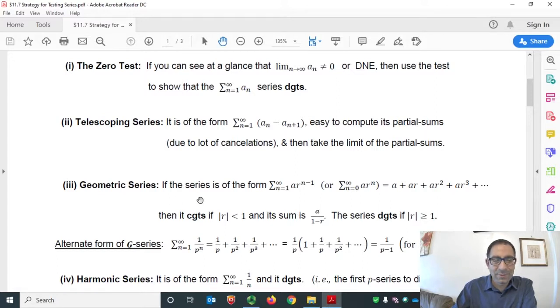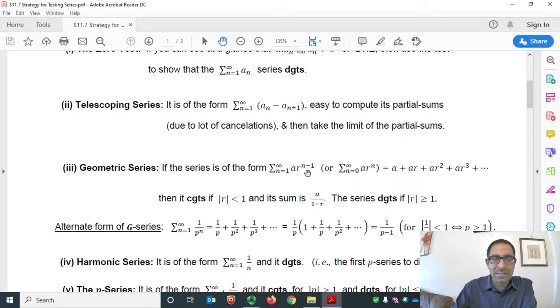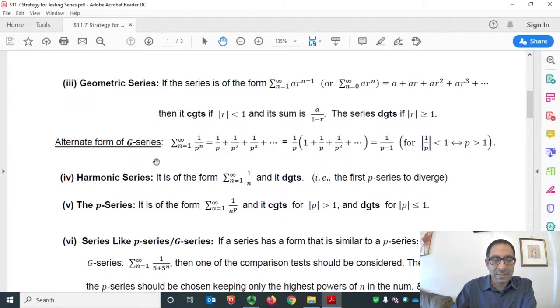Geometric series. If the series is of the form summation of a r to the power n minus 1, where a is the first term and r is the common ratio, or series a r to the power n, then it converges if the absolute value of the common ratio is less than 1 and its sum is a over 1 minus r. The series diverges if the absolute value of r is greater than or equal to 1. Alternate geometric series: summation of 1 over p to the power n, where p is greater than 1. Harmonic series. It is of the form series of 1 over n and it diverges.